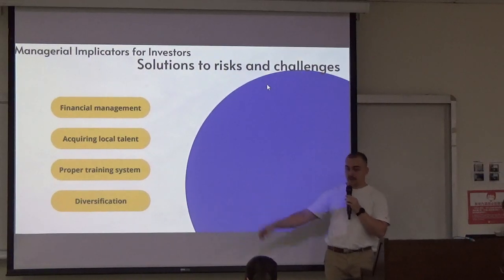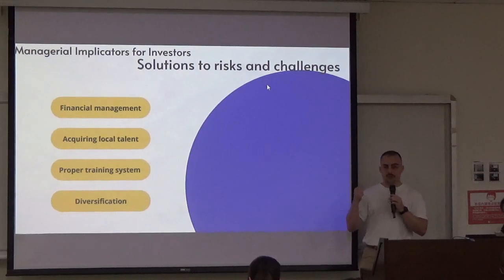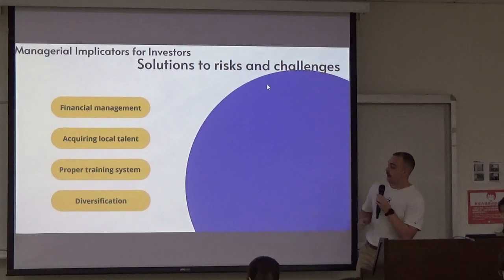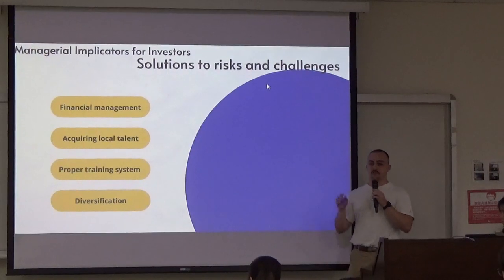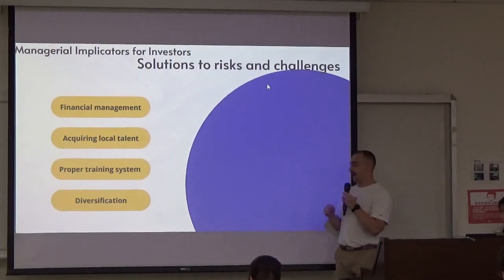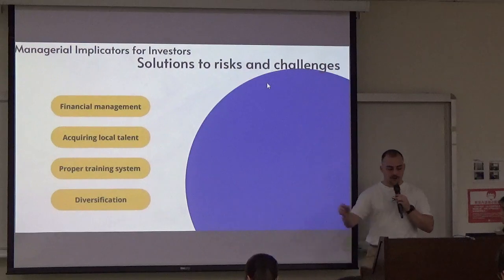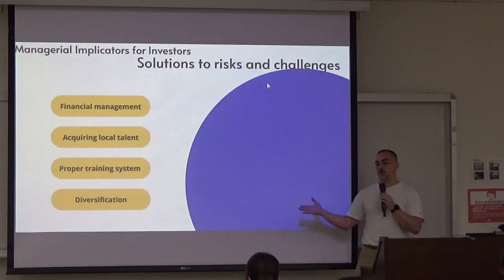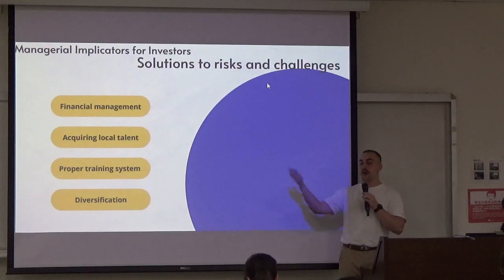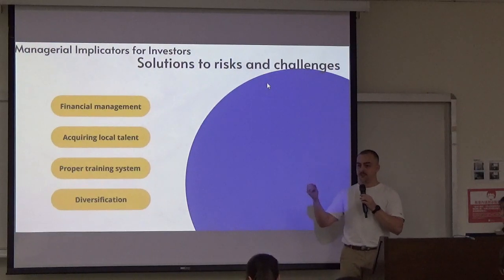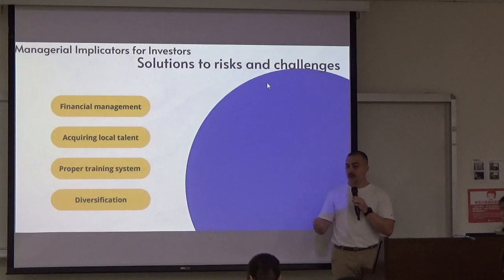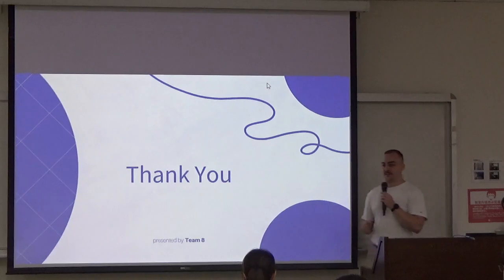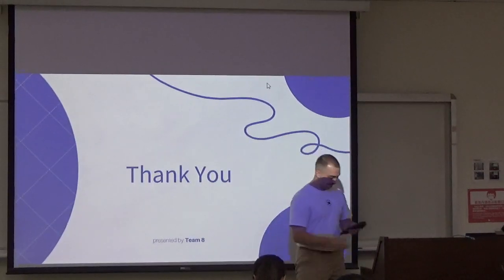With acquiring local talent, this would be a great way to reduce risk in the region because of the language barriers. And proper training systems, obviously many of the training systems would be in the local country, but we would have to do those in the Rwandan language. And finally, diversification. Diversification would be for different areas within the Rwandan region in case of natural disasters or unexpected shocks to the economy. But aside from that, thank you guys for listening, and we are open to questions.